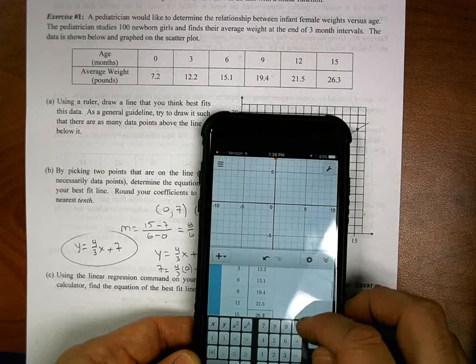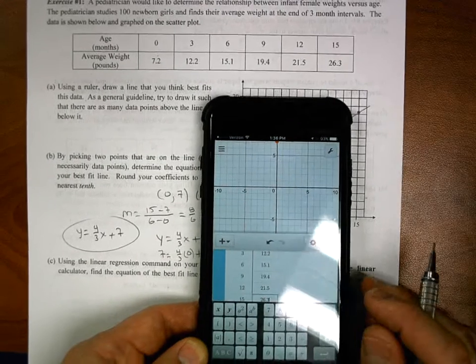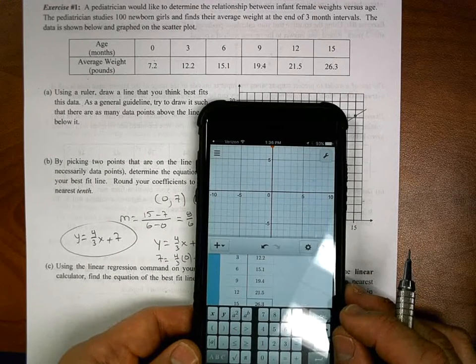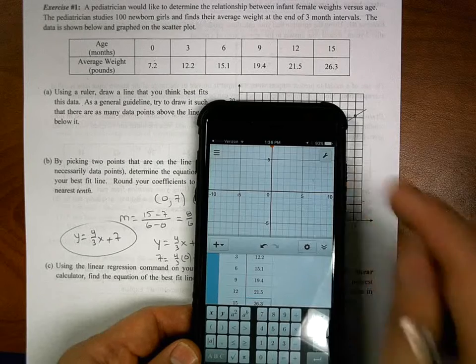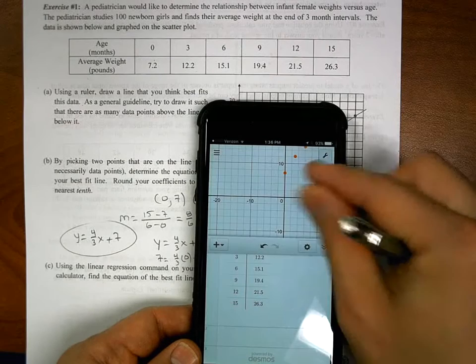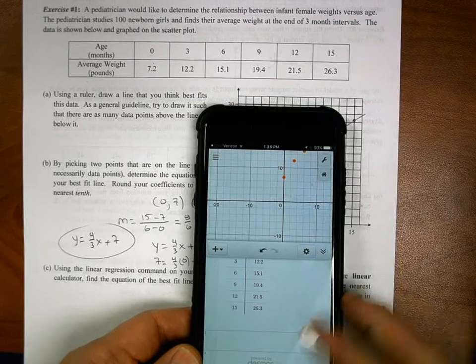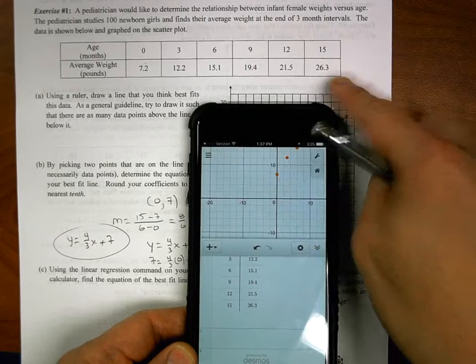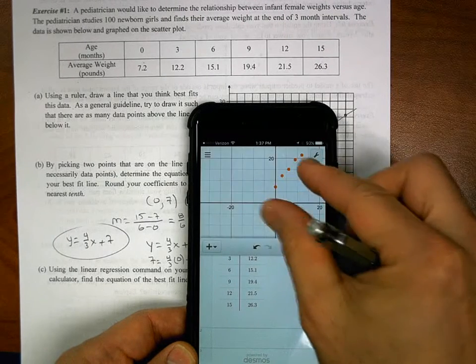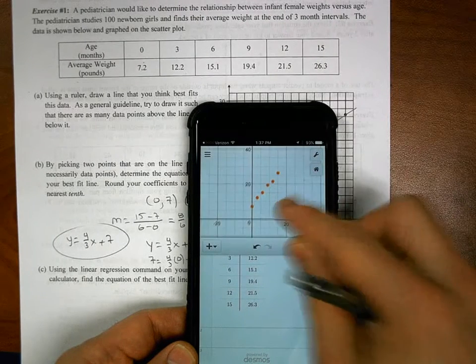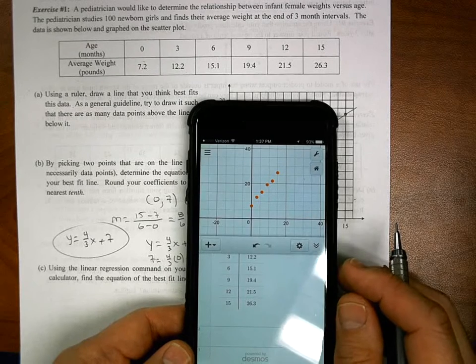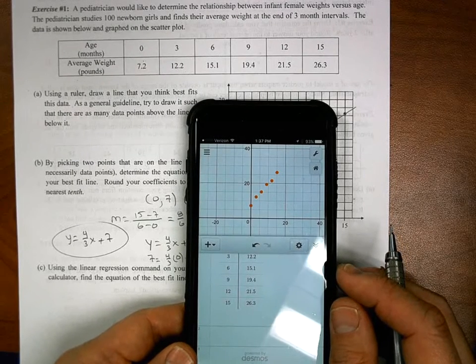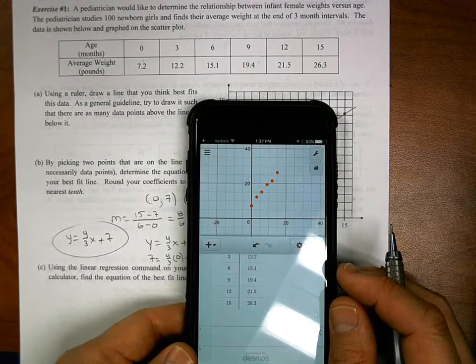Okay, so put all those in there. 15 is 26.3. It's right on your chart, right on your paper. And if you zoom out, it plotted those as I typed them in, but there are the points plotted. Okay, did you guys get that?